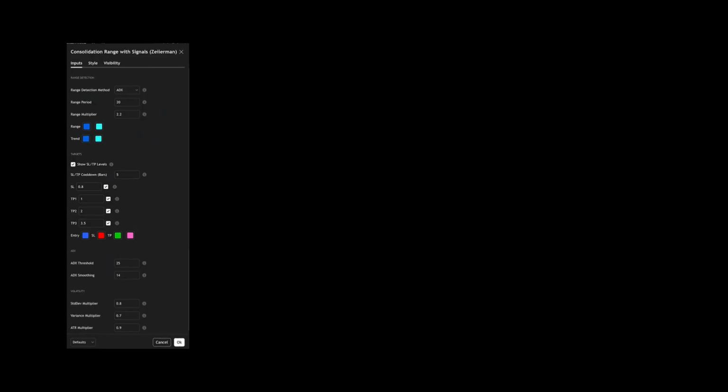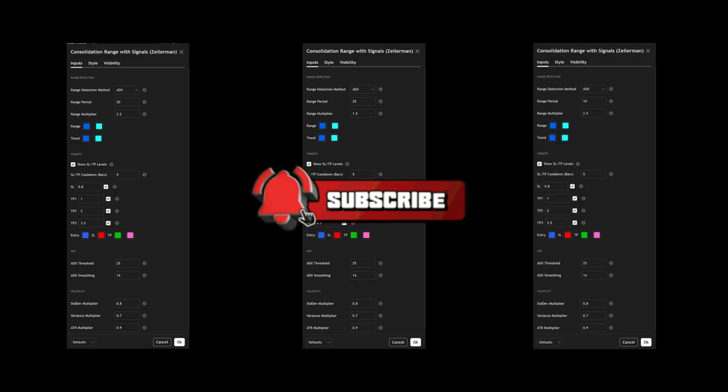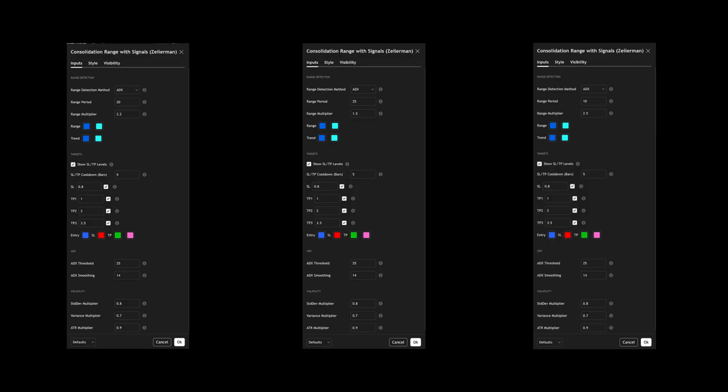For Forex, use range period 20 and multiplier 2.2. For gold, use range period 25 and multiplier 1.5. For crypto, use range period 10 and multiplier 2.5. And set TP 3 to 5.0. Different markets compress differently. Adjust accordingly.